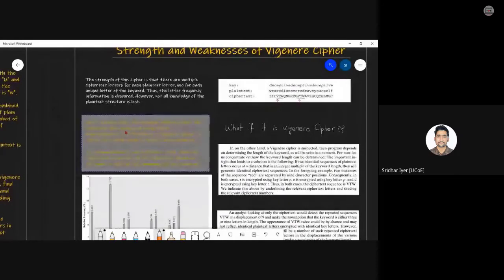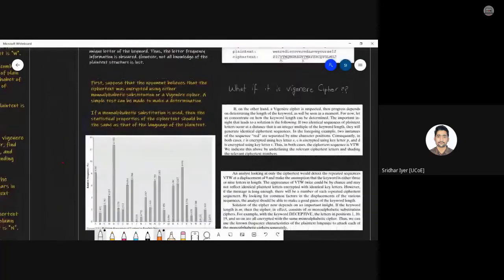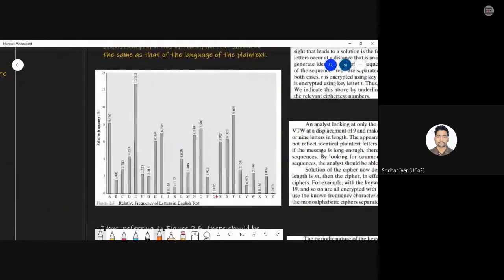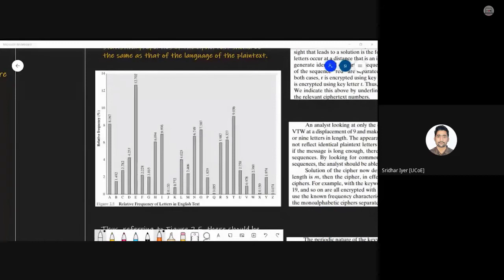Caesar cipher. Drawbacks of Caesar cipher. I had discussed this diagram, if you remember. I had discussed this graph at the time of Playfair also, and at the time of Caesar cipher also. This is what we call the relative frequency of letters in the English text.